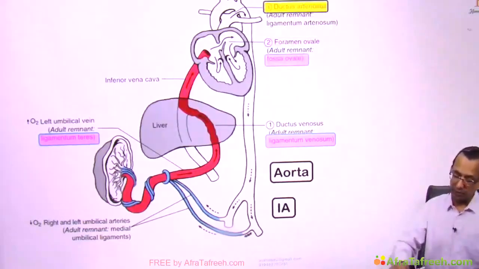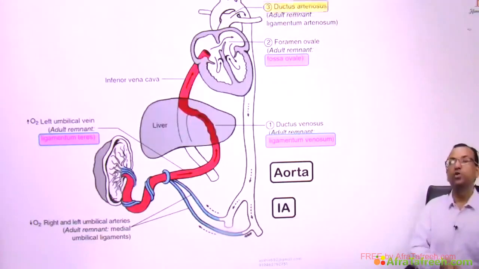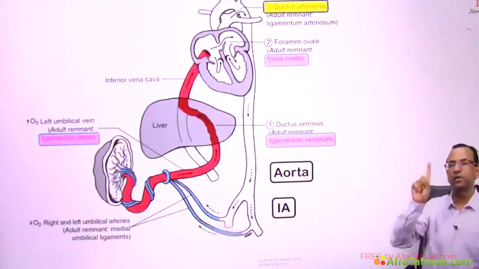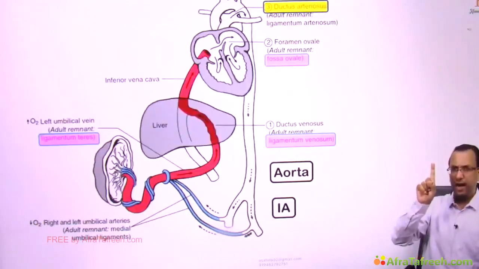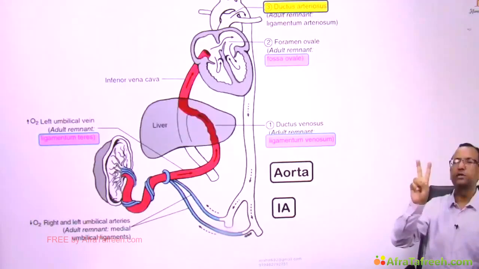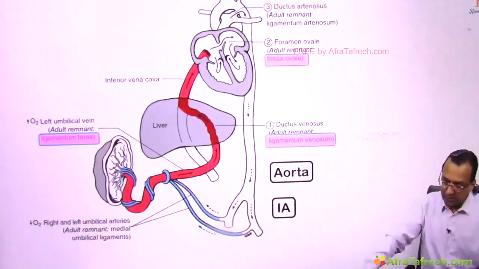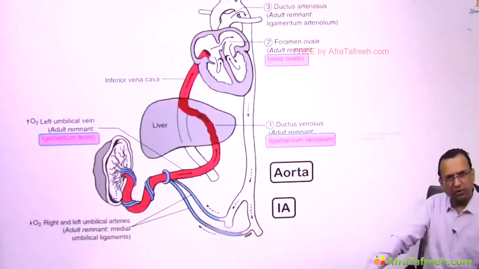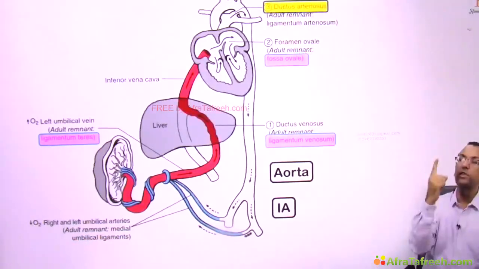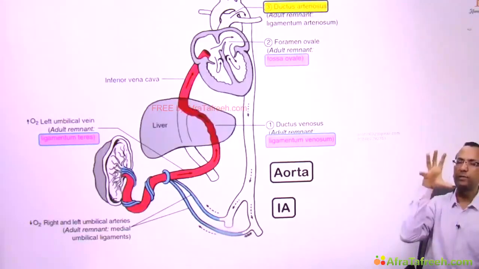And what will happen to the ductus arteriosus? The ductus arteriosus has two kinds of closure. One is called physiological closure, which is immediate vasospasm after birth. And then there is an anatomical closure, which is due to tunica intima proliferation and fibrosis. So the ductus arteriosus has two kinds of closure. Yes, one is physiological closure, which is immediately after birth, and it is due to vasospasm.